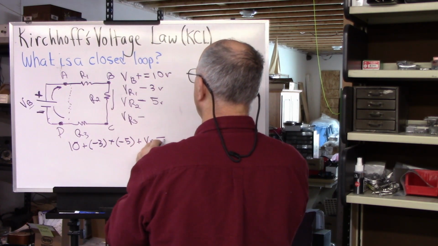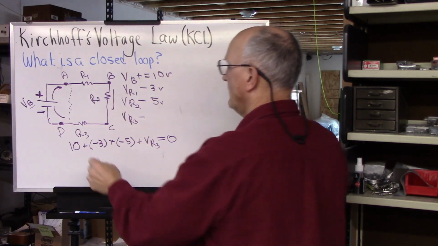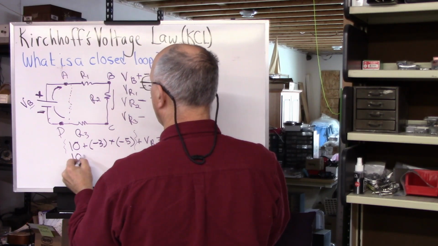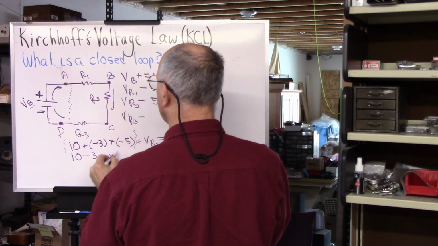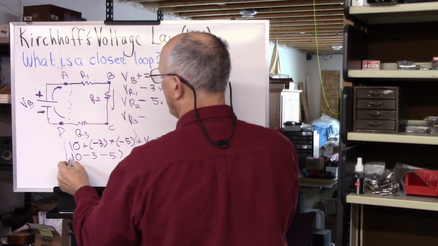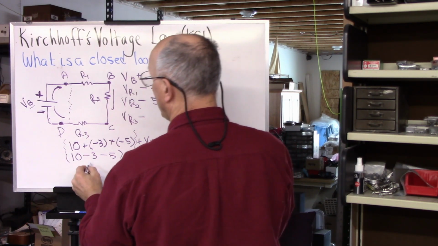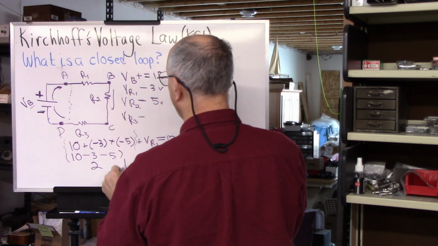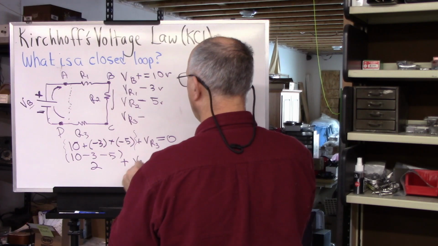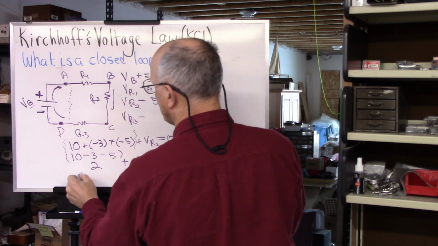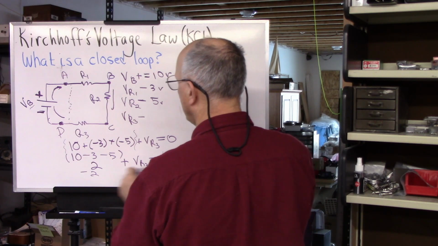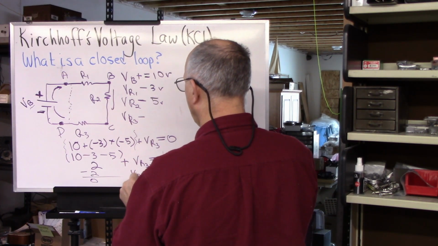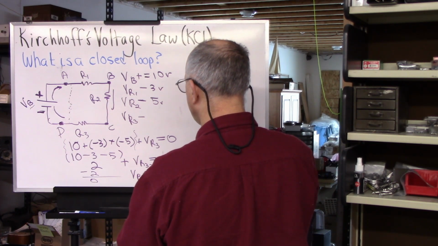VR3 is equal to 0. Well, this whole section here is equivalent to 10 minus 3 minus 5. And 10 minus 3 is 7, minus 5 is 2. So 2 plus VR3 is equal to 0. Subtract 2 from both sides, and you get 0 here, so you end up with VR3 is equal to minus 2 volts.